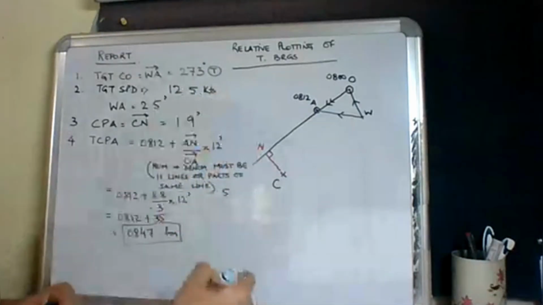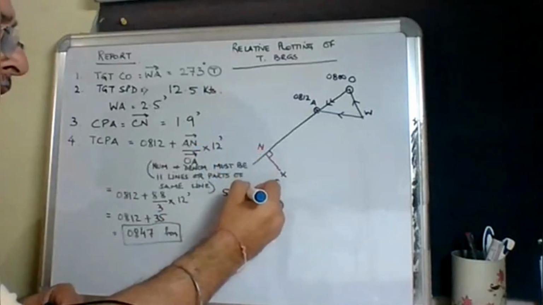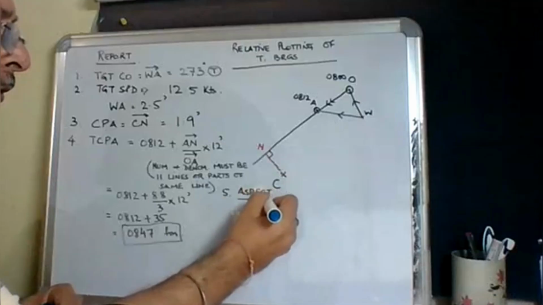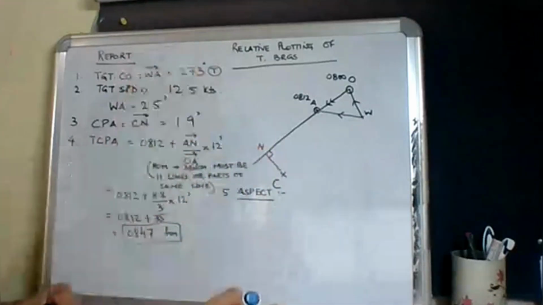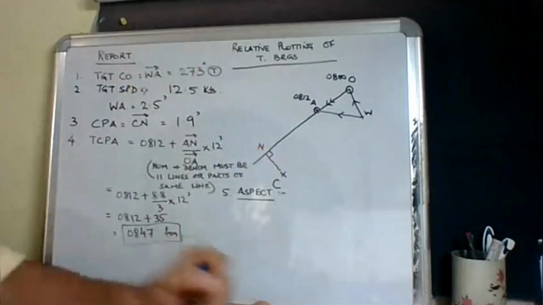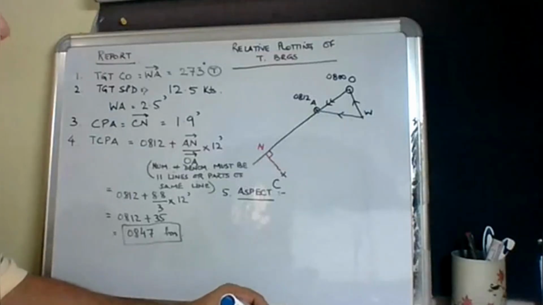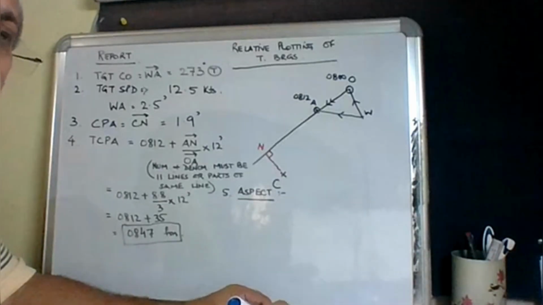Fifth, aspect. ये ओरल्स के लिए भी बड़ा पॉपुलर क्वेश्चन है कि what is aspect. So basically it is the relative bearing of ownership from target's ship's head.